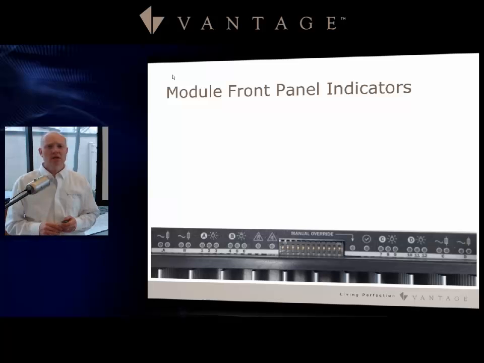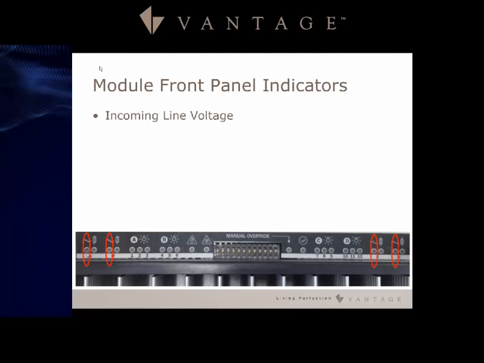So let's look at the indicators that are on the module. The first indicator that we're going to look at is the incoming line voltage. Notice that there are 4 of those, 1 for each breaker feed that is in. Then the next one over is the fuse, and this is for the standard dimming module only that you see this fuse light up.